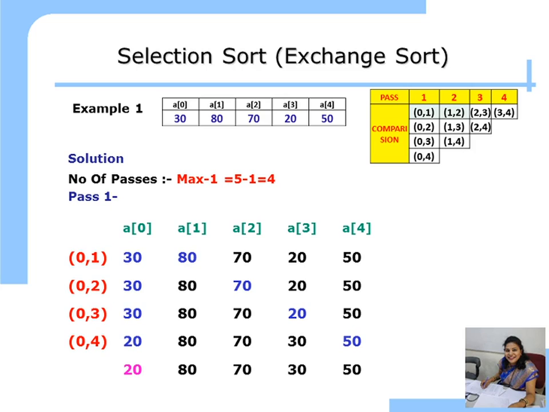How do we know that pass 1 is correct? If the smallest element, which is 20, is at the 0th location, then our pass 1 is correct. The smallest element 20 has been placed at the 0th location. So now 20 is sorted and the remaining are unsorted. The remaining list is 80, 70, 30 and 50. In the next pass, we are going to sort this remaining list.